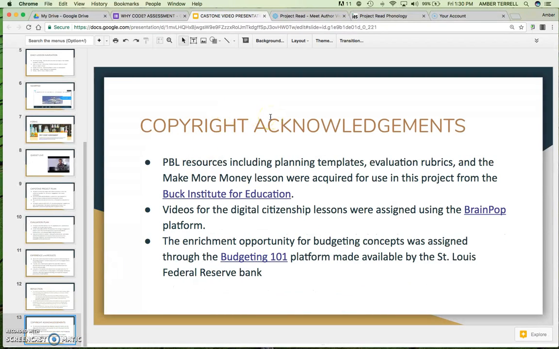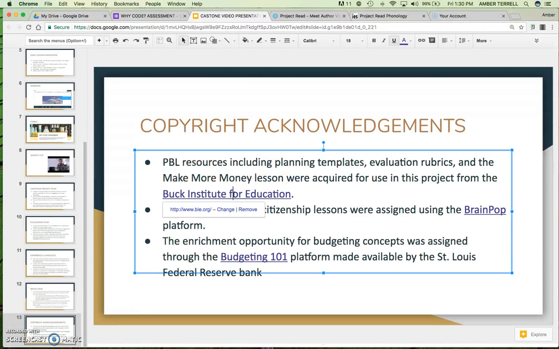I would like to acknowledge and thank the following groups for providing resources for this project. The Buck Institute for Education was used to find our planning templates, evaluation rubrics, and the Make More Money lesson that we used to give our students a sample of what PBL was.